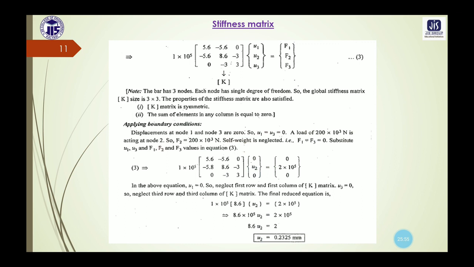Now if we substitute the values of U1, U3, F1, F2 and F3 in equation number 3, then we get this equation here. It is 1 into 10 to the power 5 multiplied by the symmetric matrix, multiplied by the displacement matrix, where we have only the parameter u2 because u1 and u3 are 0. This equals the force vector, that column matrix where we have only F2 because F1 and F3 are 0.